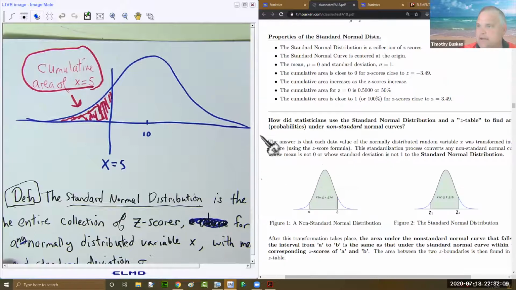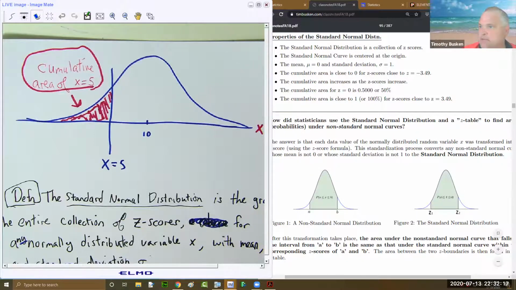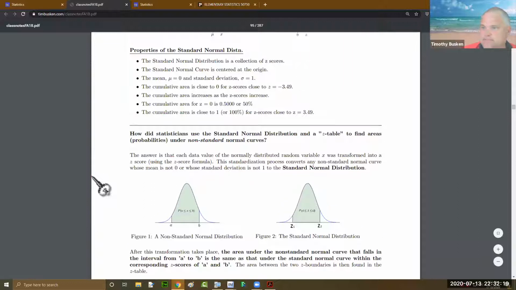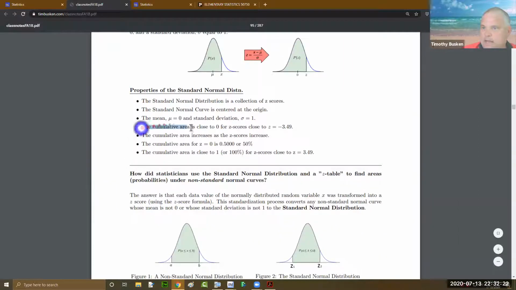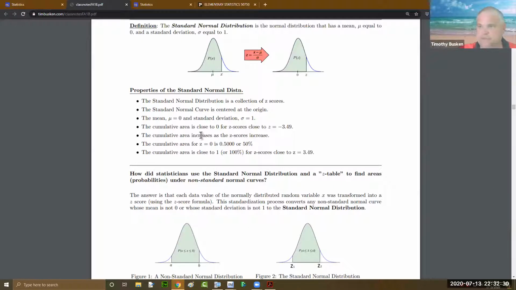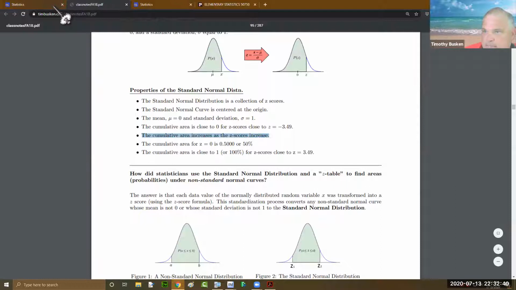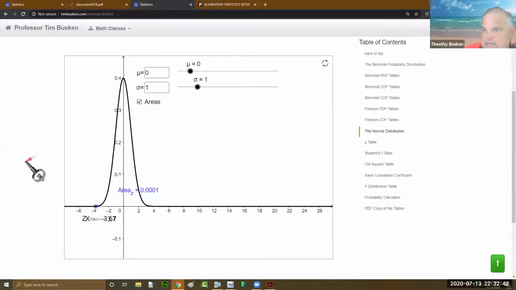Okay, so let's go back down here and look at the properties of the standard normal distribution of z-scores. And they're talking about cumulative area. So the cumulative area is almost 0 for z-scores close to negative 3.49. And the cumulative area increases as z-scores increase. An illustration of that, let me see if I've got one here. Here's your standard normal distribution.